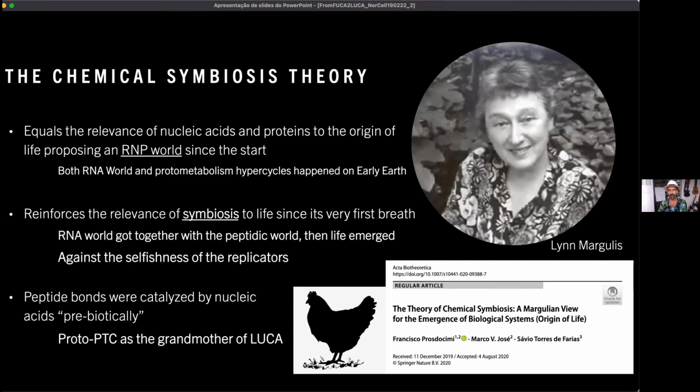So we published this paper, The Theory of Chemical Symbiosis, a Mogulian View for the Emergence of Biological Systems. And we are saying that the origin of life started with this chemical symbiosis, when the nucleic acids started to produce the proto-PTC, and the proto-PTC started to catalyze peptides randomly, okay? At the first time, randomly, okay? So the proto-PTC is the grandmother of LUCA. It's the great-grandmother of LUCA. It's the great-great-great-grandmother of LUCA, okay? So the proto-PTC is key for the origin of life.